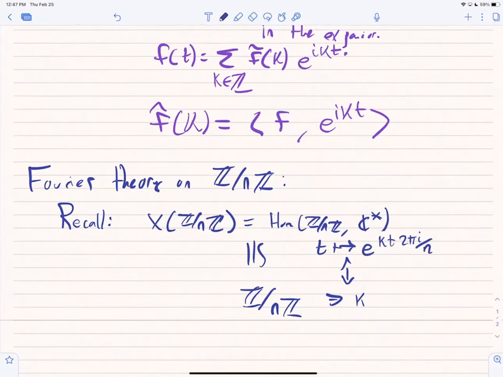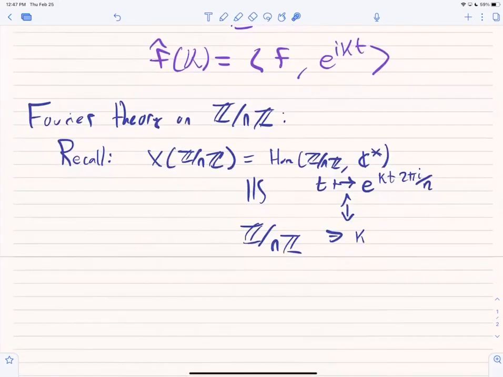These look a lot like the characters we saw for the circle in passing. It's not such a bad idea to think of Z mod NZ as embedded inside of the circle, just as the roots of unity lie on the circle.